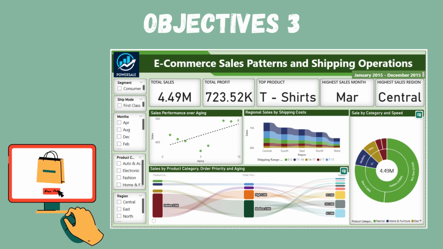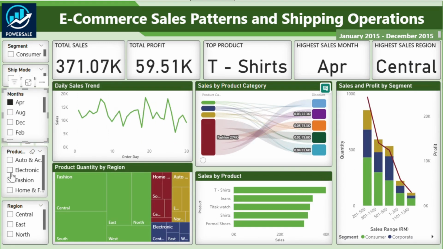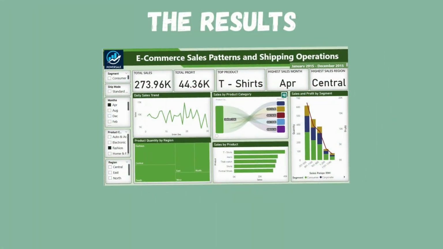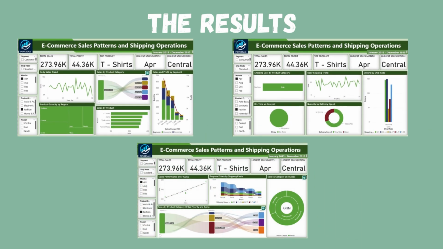Okay, before we end this presentation, we will show a demonstration of our e-commerce dashboard. For example, if we choose April and pick a specific product category like fashion, then the output will change accordingly for all the dashboards. Okay, this is the result of dashboard 1, dashboard 2, and dashboard 3.